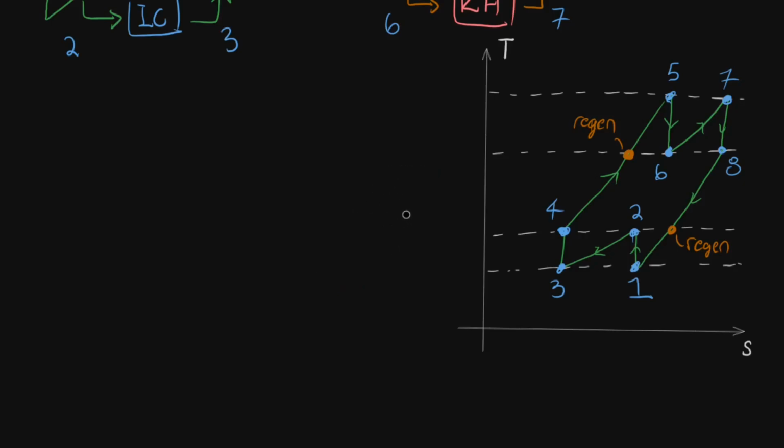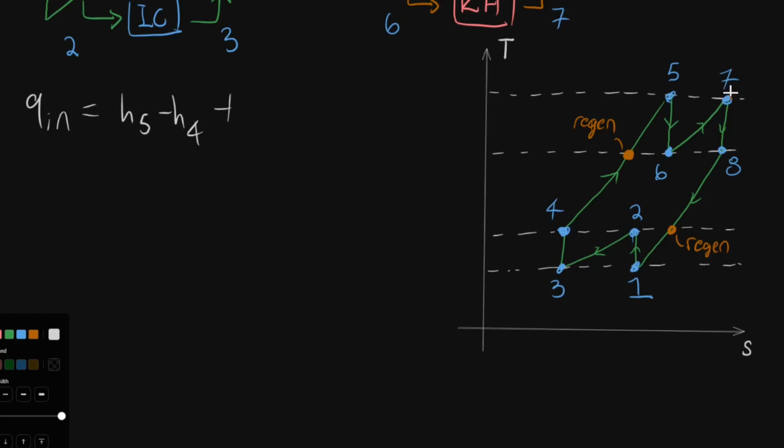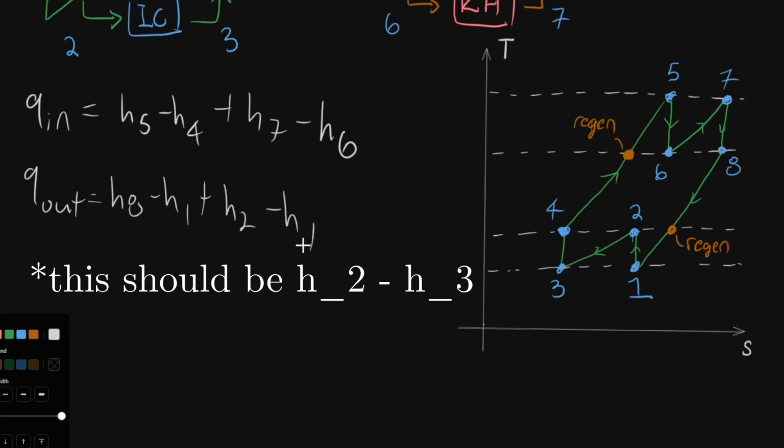So yeah, that's it for the intercooling and reheating. There's not a whole lot. Your Q in, well, you'd now have to have the Q in from 4 to 5. So I guess I can just go ahead and write this. Our Q in would equal our H5 minus H4, and then plus H7 minus H6. And then for the Q out, it's just going to be these guys right here. So our Q out would be H8 minus H1, and then you're going to add H2 minus H1, just like that.